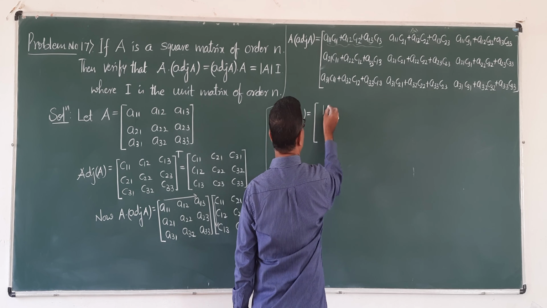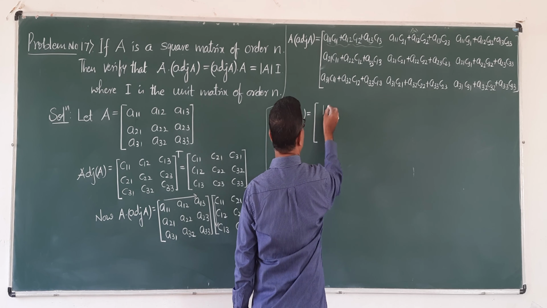Again observe, different suffix 0. Here same suffix 21 21, 22 22, 23 23, that is determinant of A. Different suffix 0. Third line, different suffix 0, whereas here same suffix 31 31, A32 C32, A33 C33, its value is determinant of A. Right? A into adjoint of A is equal to, what is common? Determinant of A common into 1 0 0, 0 1 0, 0 0 1.